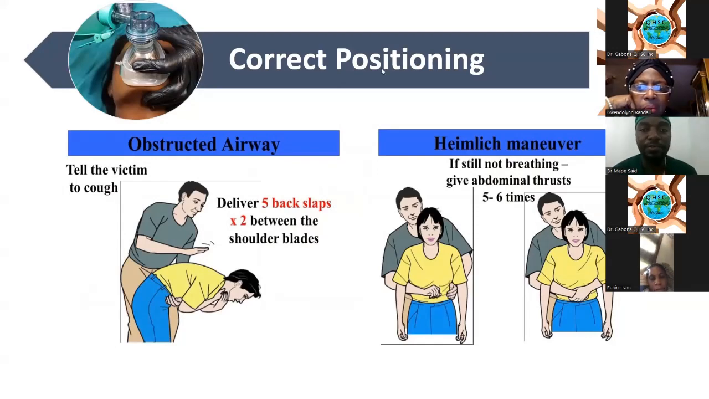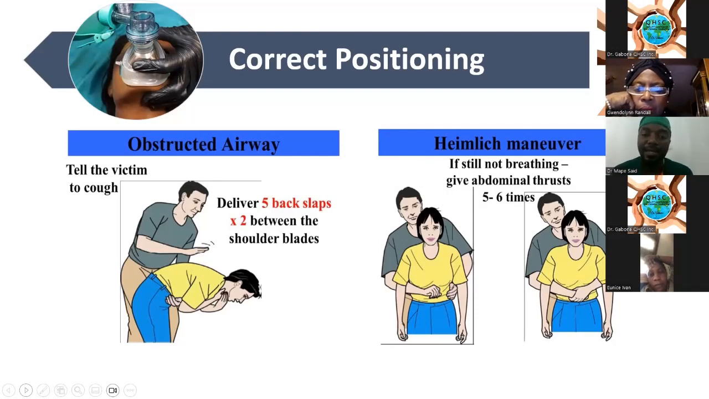You encourage the victim to cough. Just by coughing, you might find that the obstruction gets out. But if not, now you have to deliver 5 back thrusts between the shoulder blades, and you position the patient like this. Another way of relieving the obstruction is by applying the hand lift maneuver. If still not breathing, give abdominal thrusts, and this is done 5 to 6 times.